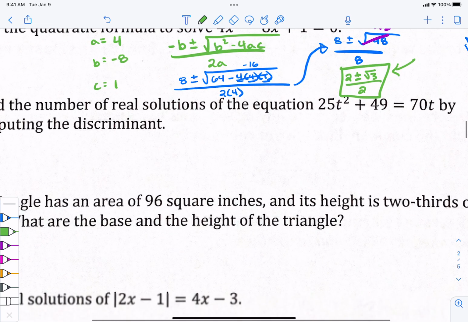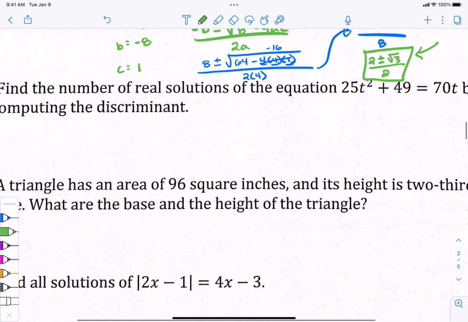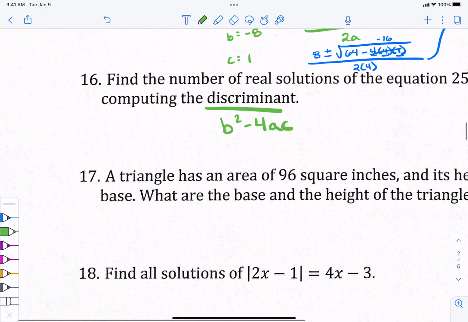All right, next. Find the number of real solutions by computing the discriminant. Okay, let's talk about what the discriminant is. What's the discriminant? It's the b squared, just the stuff underneath. So b squared minus 4ac. It's the stuff underneath of the square root. Okay, now, given that that's underneath of the square root, if that number comes out to be negative, what does that tell me?